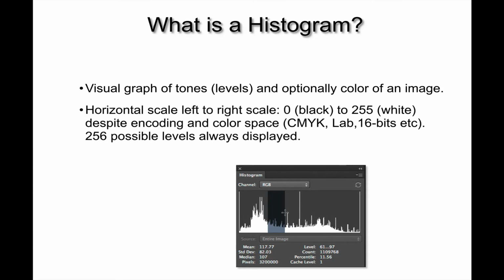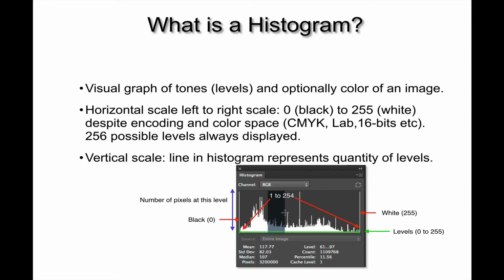But what's important here is looking at the horizontal scale, which we see with this green line, which shows us our tonality from black over on the far left, which would be 0, or if we're talking about RGB, 0, 0, 0. And over on the far right, the whitest white in our particular image, which would be level 255. Now, one of the things that you should keep in mind is that no matter what type of image you're working with, whether it's an 8-bit per color or 16-bit per color image, whether it's RGB, CMYK, or Lab, the histogram displays these levels in a scale ranging from 0 to 255.